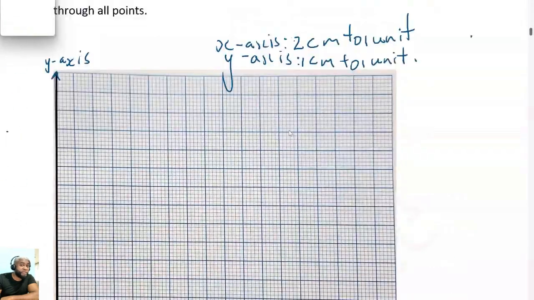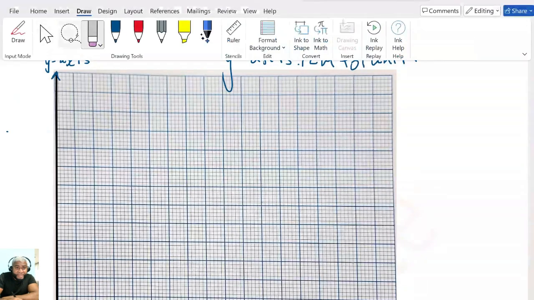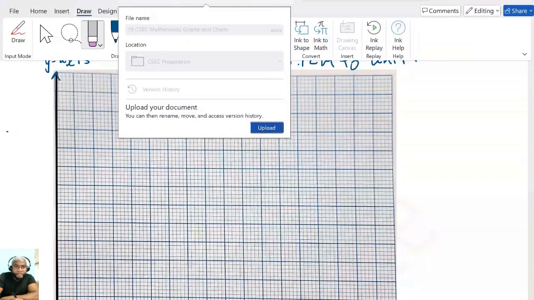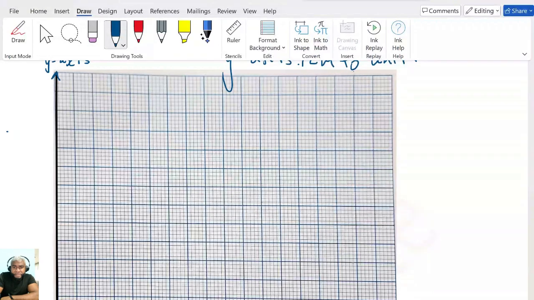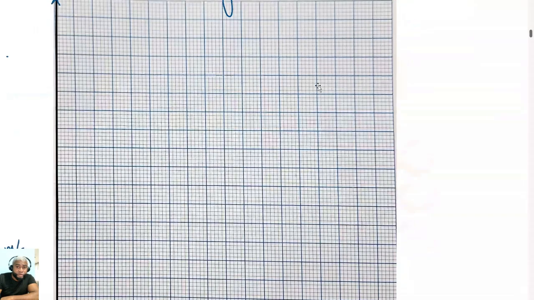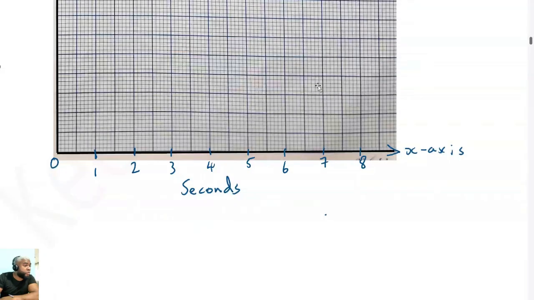Let me go. What is the scale for the y-axis? It's not 2 centimeters to 1 unit, sorry, it's 1 centimeter to 1 unit. It's a totally different scale. So this is how your y-axis is going to be. It's going to be a totally different labeling, right?